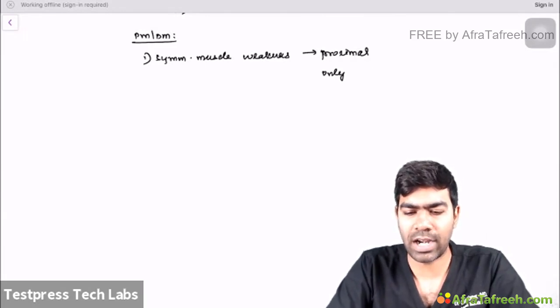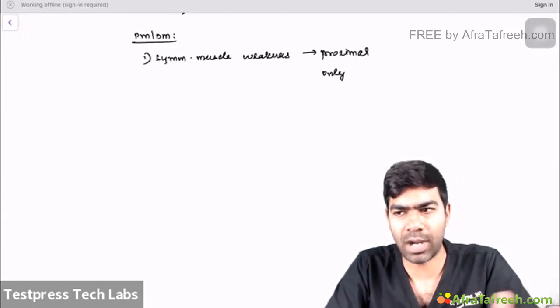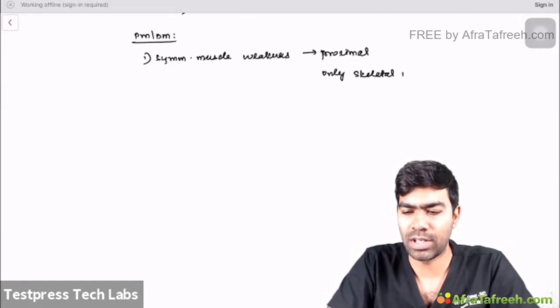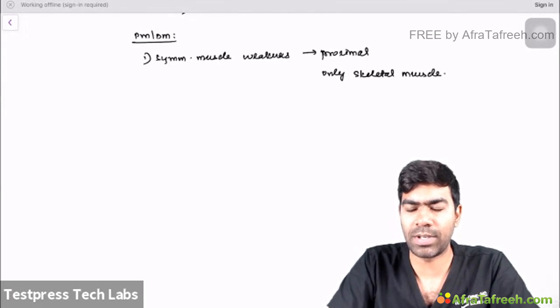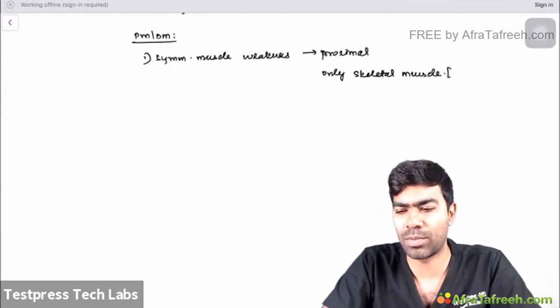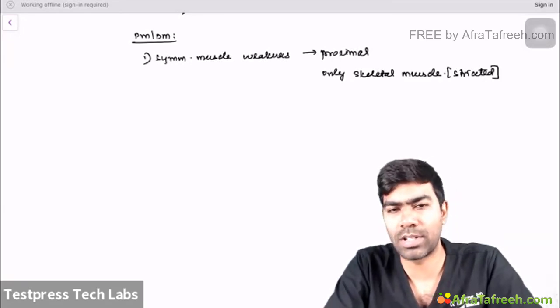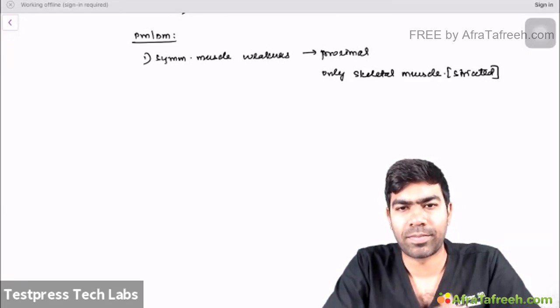I mean, they can have cardiac involvement. That is different. That's a different part of the disease. But as far as the myositis is concerned, they will have only skeletal muscle involvement. They typically affect only the skeletal muscles, which means we are talking about only the striated muscles. They will not affect the non-striated muscles, especially the smooth muscles. Clear?